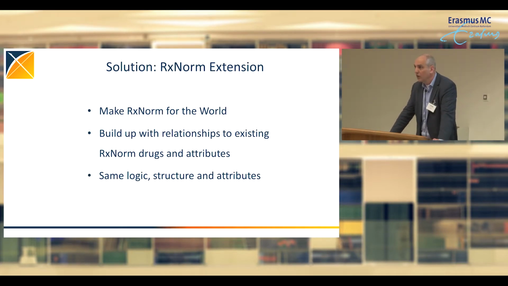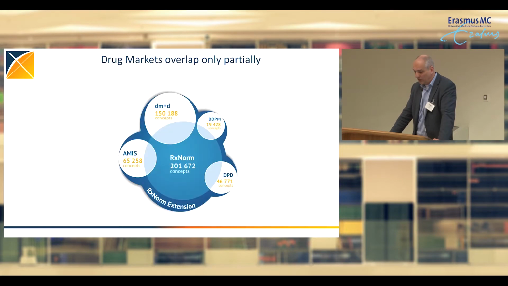We deviated from the rule of not creating vocabularies, only stealing them, and created a vocabulary which is an extension of RxNorm, and it's called RxNorm extension. And most of what you are going to have in your data is RxNorm extension. In fact, about two-thirds of your drugs are not sold in the United States, which is RxNorm. And the overlap is, as you can see here, two-thirds to one-third.